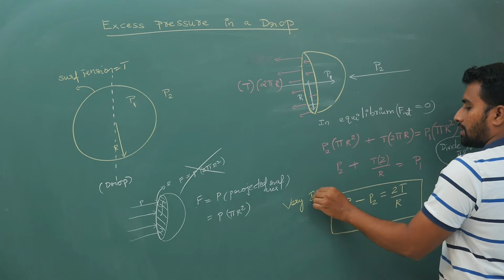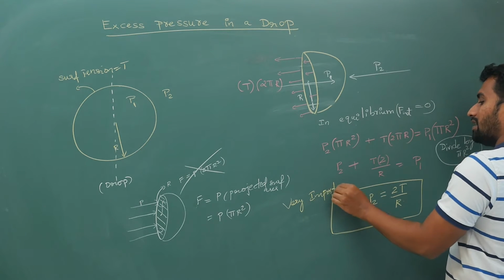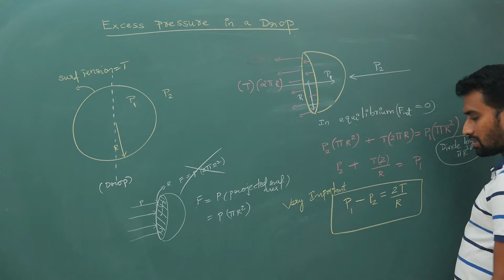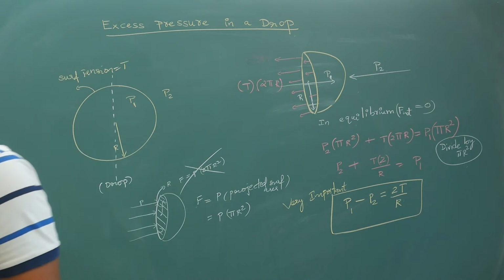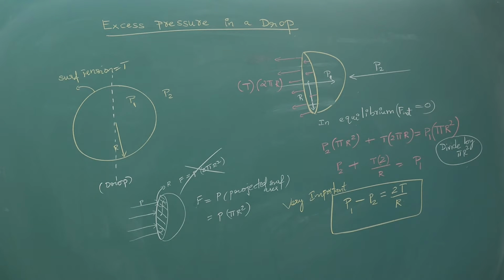Very important. For a single-layer interface or drop, your excess pressure is 2T by r, where T is the surface tension and r is the radius. Copy it down. You have one minute, just copy it down. If you have any doubts, just let me know. This is your excess pressure in a drop.